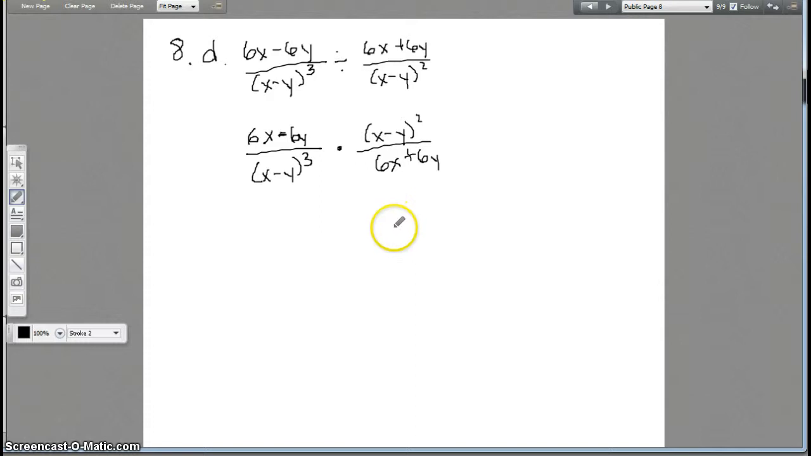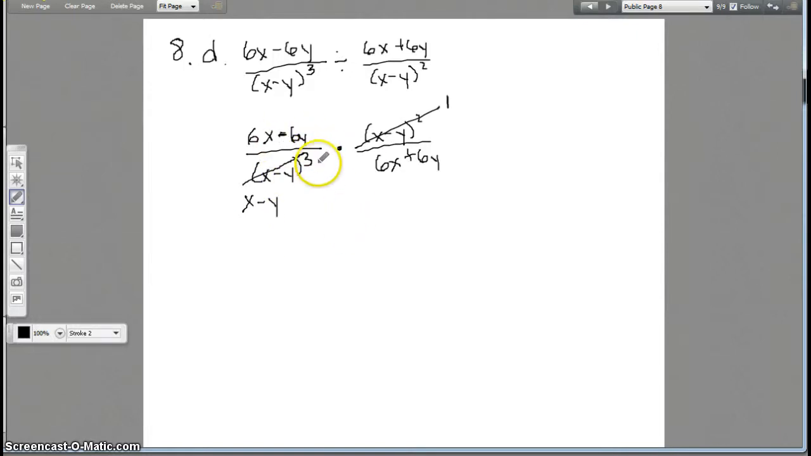Now, when you're multiplying, you always look to see if there are things we can cancel out. Well, I have an (x minus y) squared in the numerator and an (x minus y) cubed in the denominator. That means I can divide both of these by (x minus y) squared. So (x minus y) squared divided by itself is going to be 1. And (x minus y) cubed divided by (x minus y) squared is going to be just x minus y.